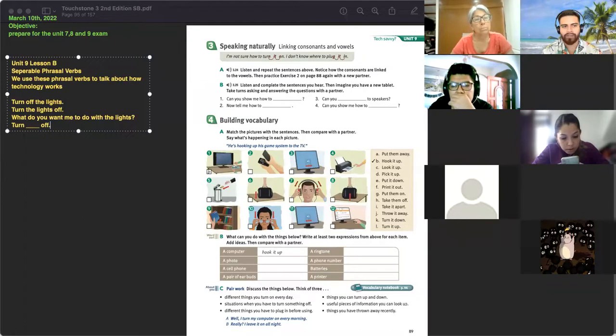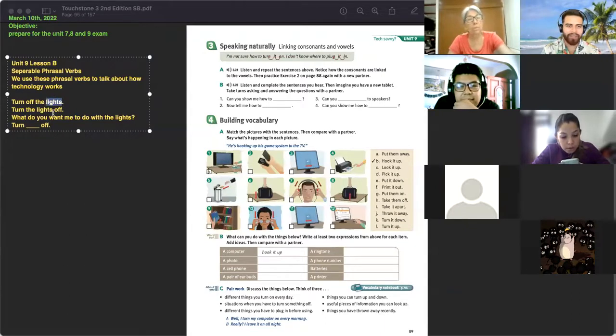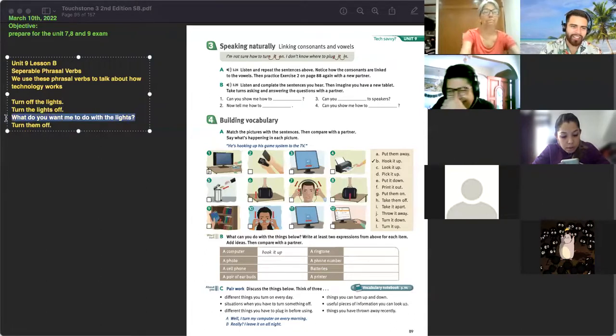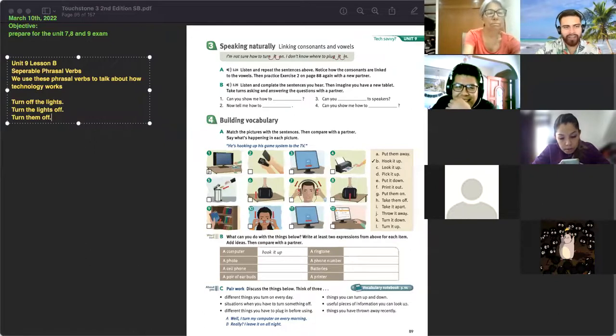¿Quieres quedar con la luz? Turn. Turn it off. It. Here I'm using the plural form. They. No. Them. Then turn them off. Good. And Adriana, is it okay to say turn off them?